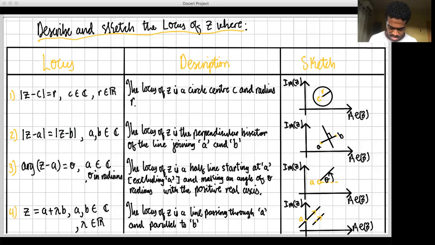So let me just do something really quickly here. Your B would be this here. This is your point B. So your locus would be this line here. And that is basically it.